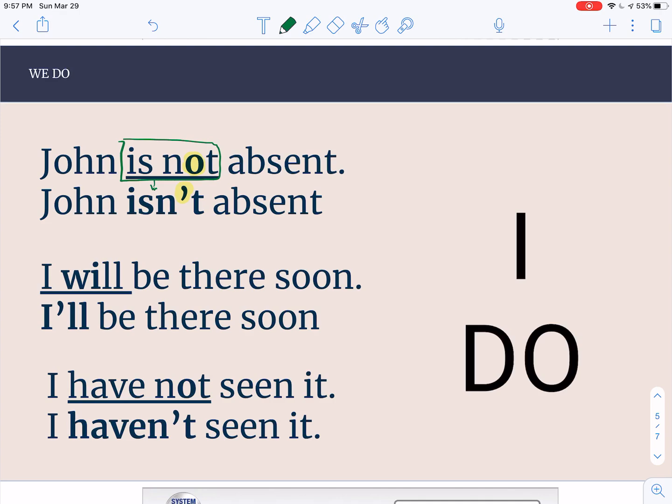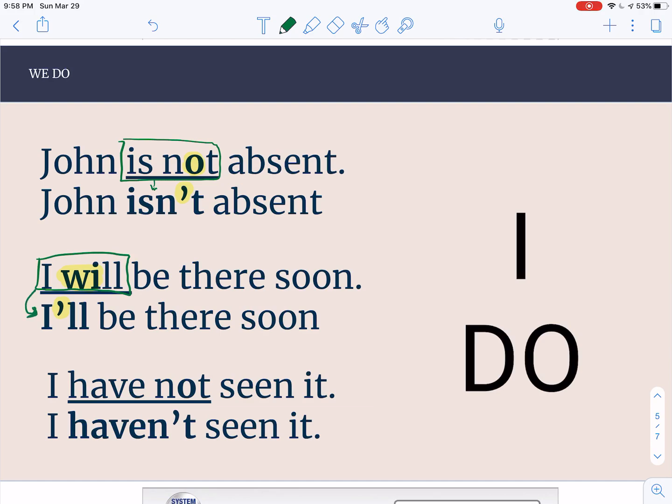I will be there soon. I'll be there soon. In this case, this is the first time that we've seen a contraction where 2 letters were taken out. So it's not always just one letter. You have to remember that sometimes the contraction might have taken out two letters. And of course, it was replaced with the apostrophe. So I will became I'll. These 2 words, I will, became this one word, contraction, I'll.